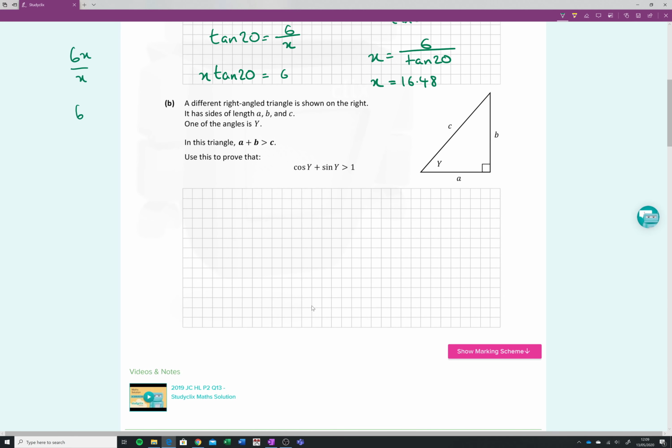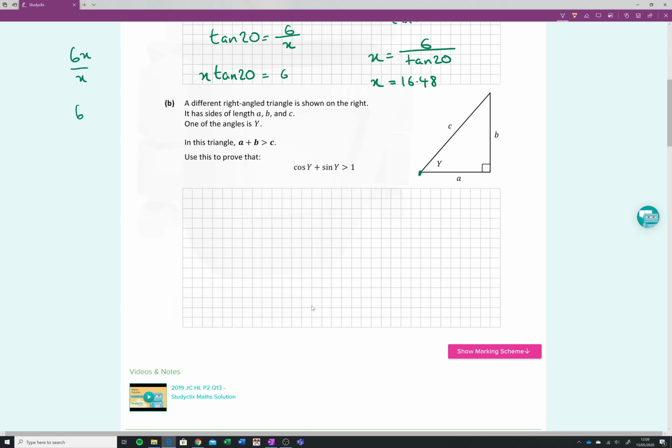A different right angle triangle is shown. It has sides length A, B, and C. One of the angles is Y. Okay, in this triangle, A plus B, A and B added together are greater than C. Okay, well, we know that that has to be the case. Can you think why, actually, just before I do it? What's the argument that A plus B has to be greater than C?